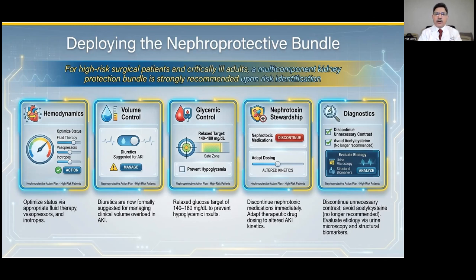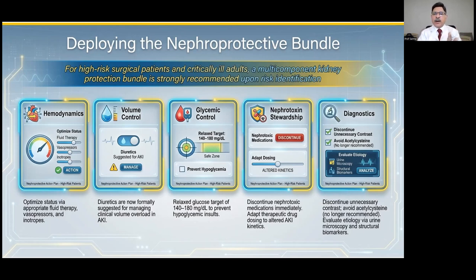Glycemic control: relax the glucose target. Another important thing: earlier we used to say keep the sugar below 140. Now the change is to keep it between 140 and 180. Be a little liberal on the glycemic control. Don't be too rigid on the glycemic control.